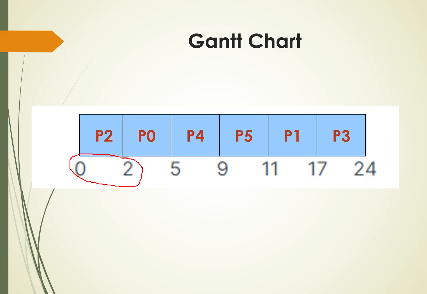Then in the second second, who is coming? P4 and P5. Sorry, in the second who is coming? P1 and P4. So among these three processes, who has the shortest job? We can allow that process accordingly. Like that, we are allowing all the processes. So 0 to 2, P2; P0 has 3 seconds of work, so 2 to 5. P4 has 4 seconds of work, 5 to 9. P5 has 2 seconds of work, P1 has 6 seconds of work. Like that, we are completing all the processes.